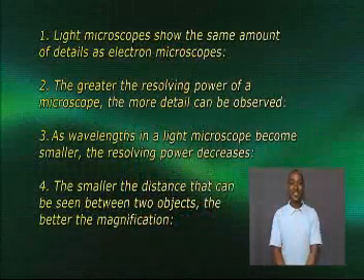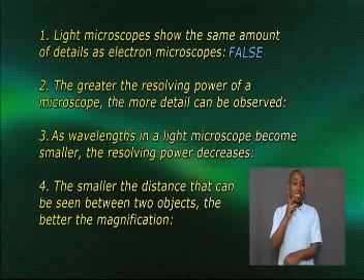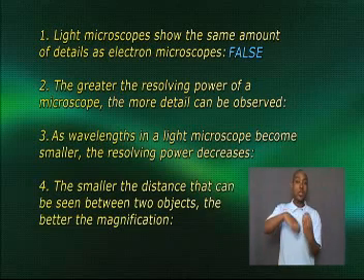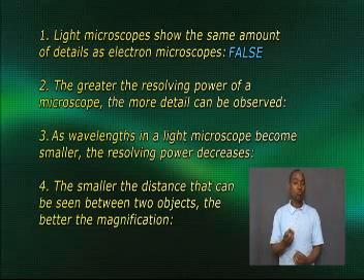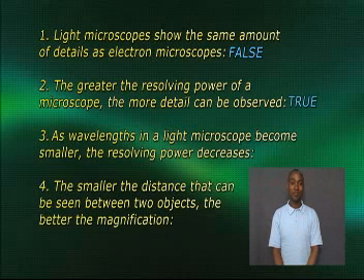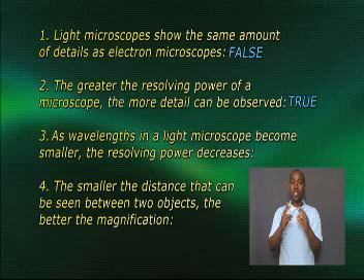Welcome back, students. Let us review the statements together. Light microscopes do not show the same amount of detail as electron microscopes. Electron microscopes show more detail than light microscopes. The greater the resolving power of a microscope, the more detail that can be observed.